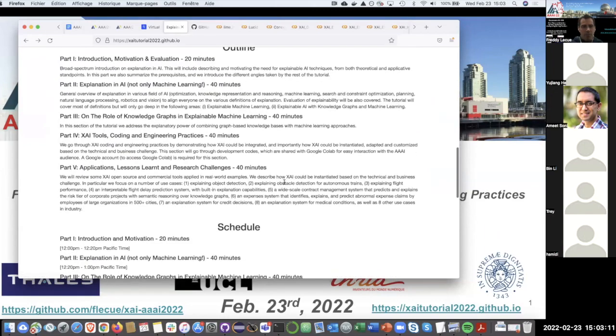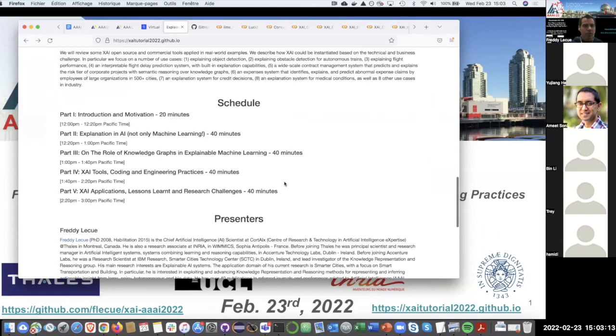And this is the agenda for today. So I'll start with a 20 minute introduction and motivation of why explainable AI is pretty important, and what it is, but not only from a machine learning lens, but much more broadly, from an AI angle. Then I'll go a bit deeper on the role of knowledge graph in explainable machine learning.